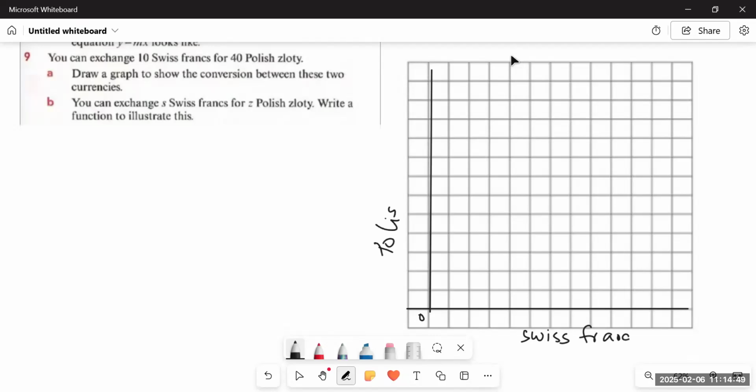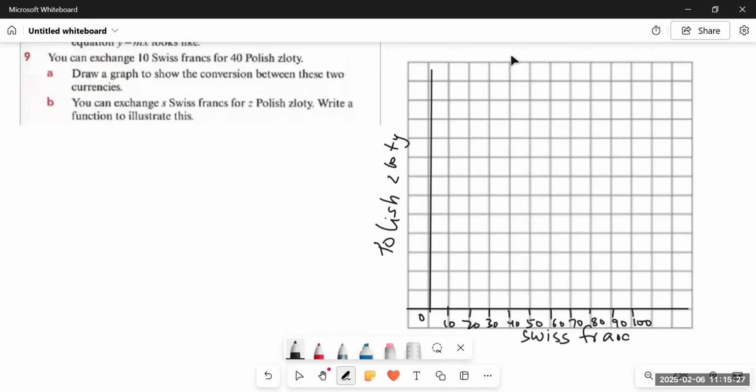But we have to keep in mind the points that are given to us. 10 Swiss franc, 40 Polish zloty. So let's take the difference of 10 every time on the x-axis. This would be 10, 20, 30, 40, 50, 60, 70, 80, 90, 100. Okay, that's enough. And we're going to do the same on the y-axis.